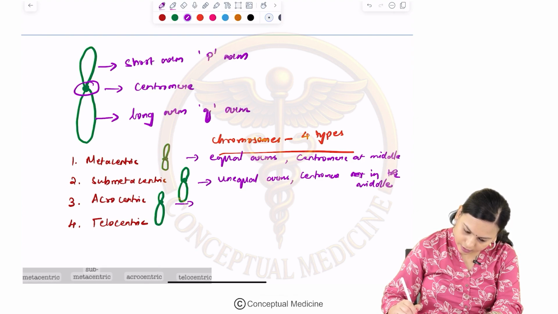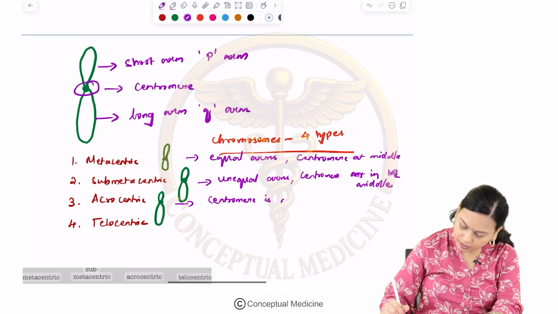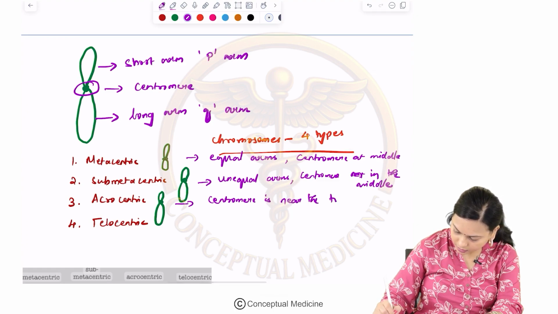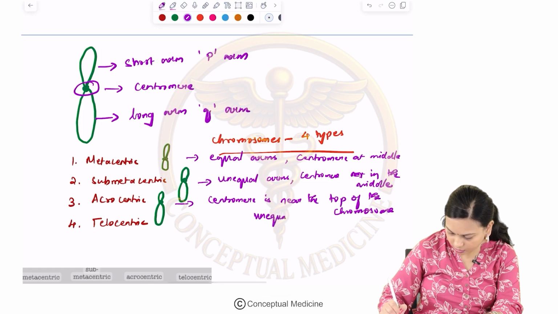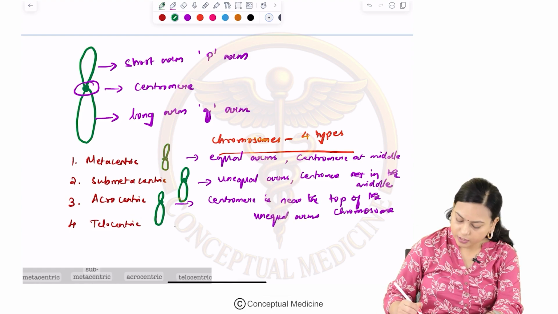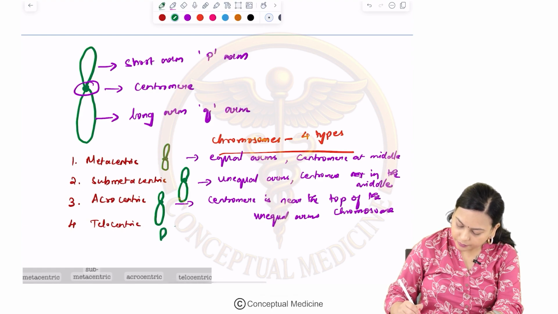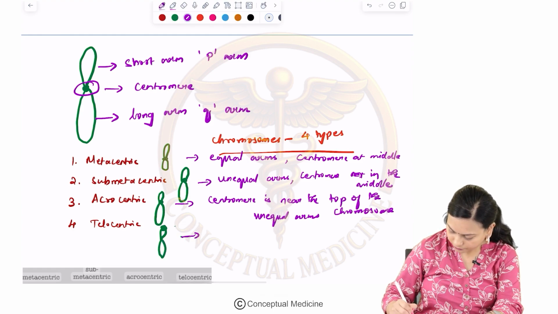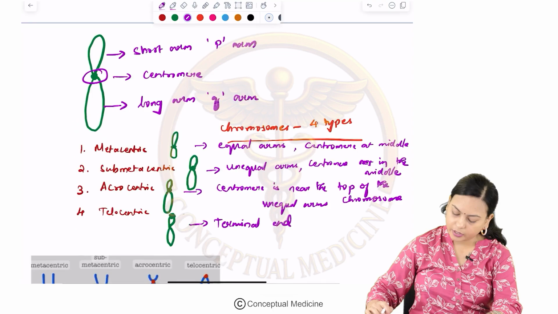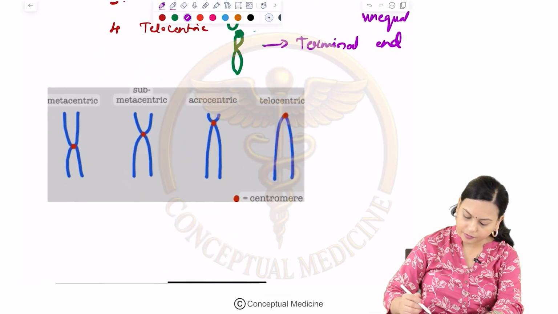So, in the acrocentric type, the centromere is near the top of the chromosome, and again here we have 2 unequal arms, okay. Now, in telocentric, the centromere is at the terminal end of the chromosome, okay. So these are the various types we were discussing.